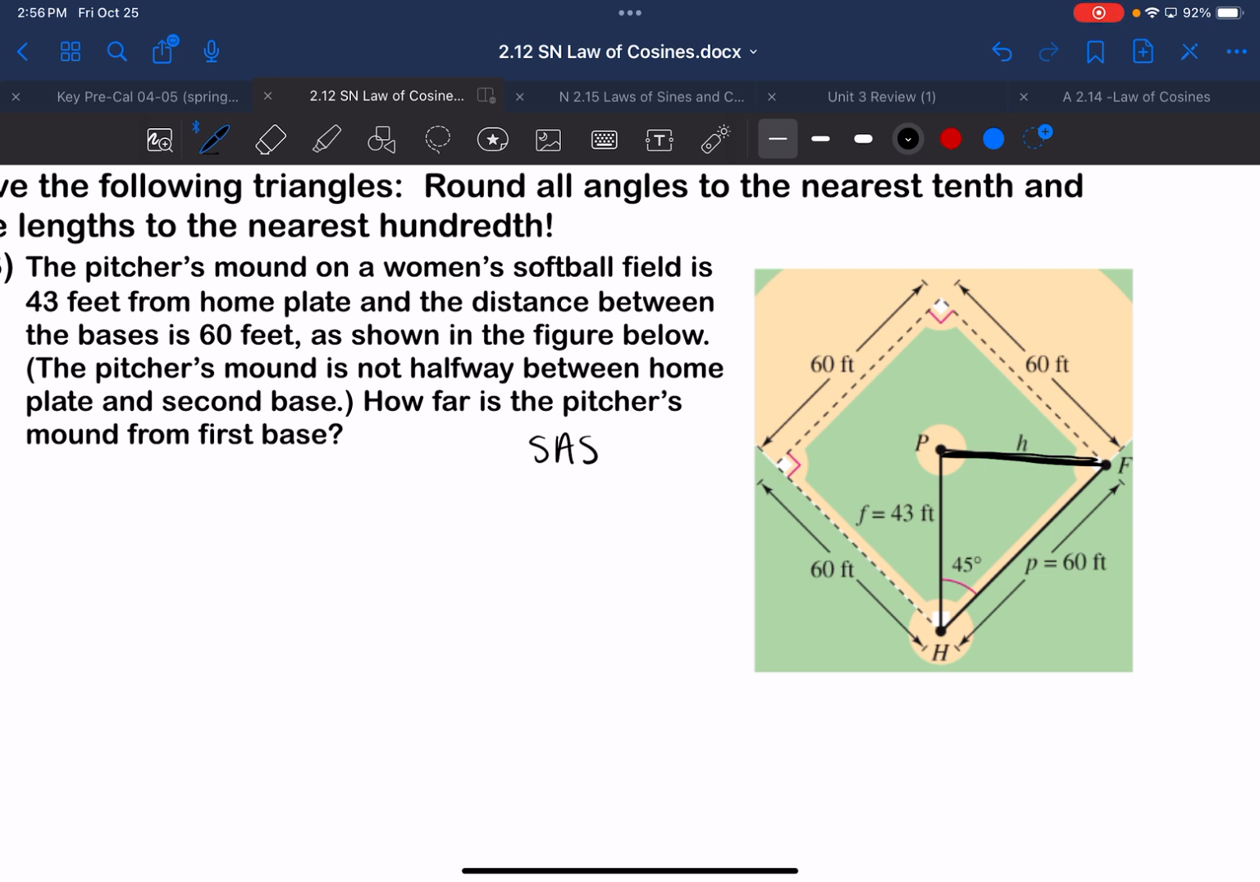Side. So I'm going to use the formula for sides, which is going to be H squared is equal to your A and your B in that formula. Remember, they are the sides on either side of the angle you know. So what are the sides that we're going to use? 43 and 60. Right. Okay. So we've got 60 and 43.